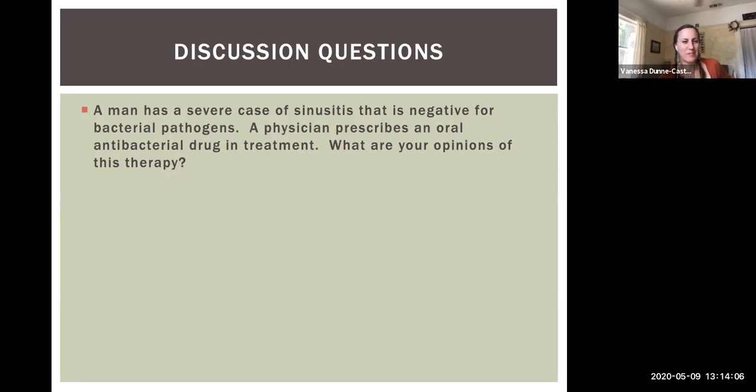We can talk about this a little bit more in the lecture discussion, but I'm hoping that at this point you can stand up and shout loudly how irate you are at this prescription, because if you are not infected with a bacterial pathogen, there's no reason to take an antibacterial drug, right? No reason to.